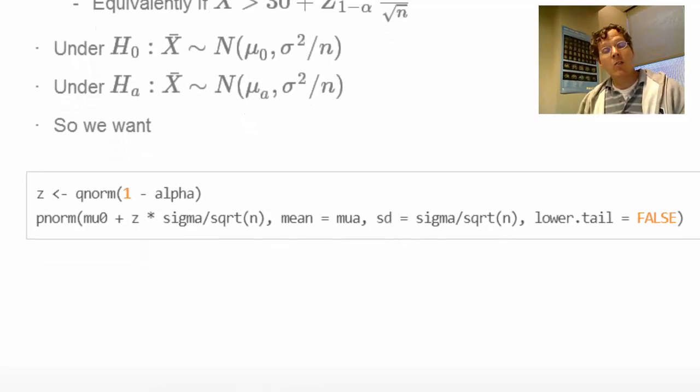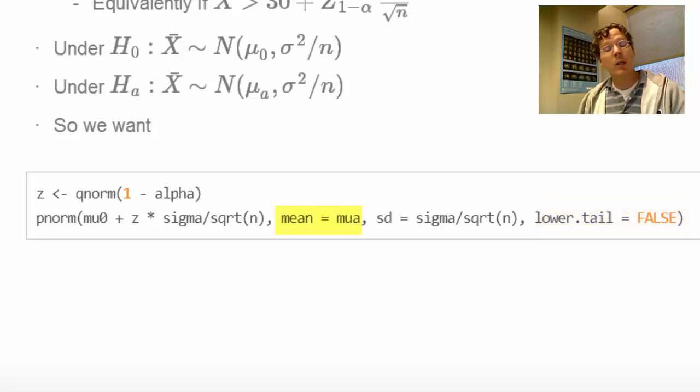So it's very easy to write out in R what our power would be. We want to take p norm of the probability, in other words, the normal probability of getting a sample mean, mu naught plus z times sigma over square root n, or larger, where this probability is simply calculated with mu equal to mu a. So here we have mean equal to mu a. Our standard deviation is the standard error of the mean. And I put lower.tail equals false so that I get the upper probability.